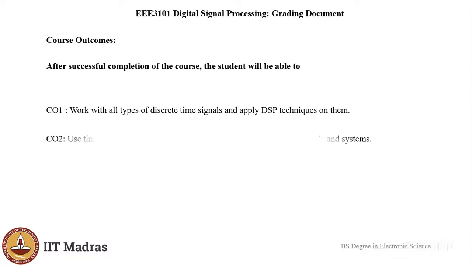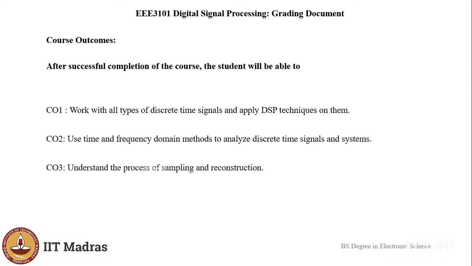These are the course outcomes that a student will be expected to know after completing this particular course. So he will be able to work with all types of discrete time signals. Then he will be able to use time and frequency domain methods to analyze systems and signals. Then understand the process of sampling and design digital filters for different applications.